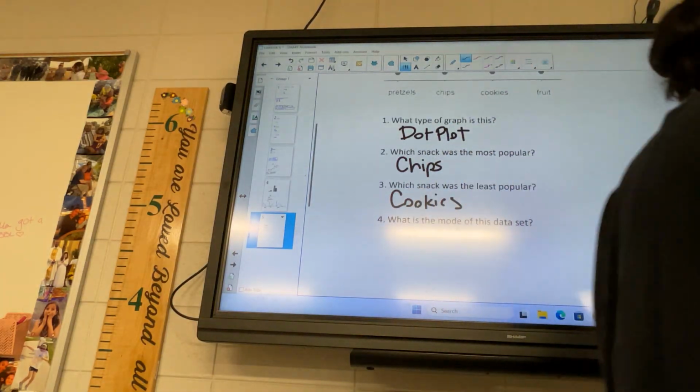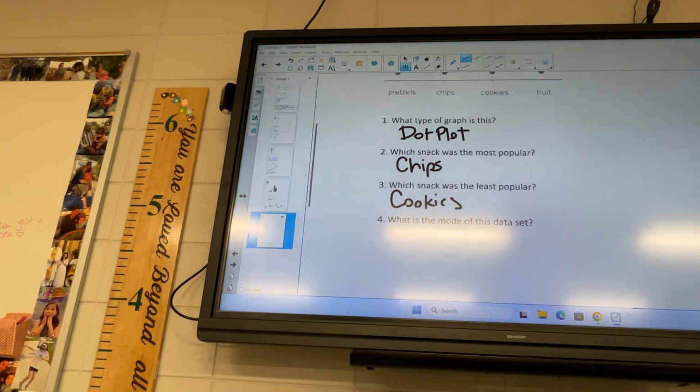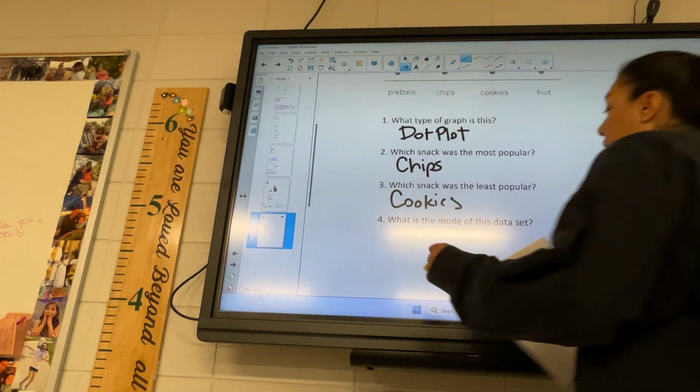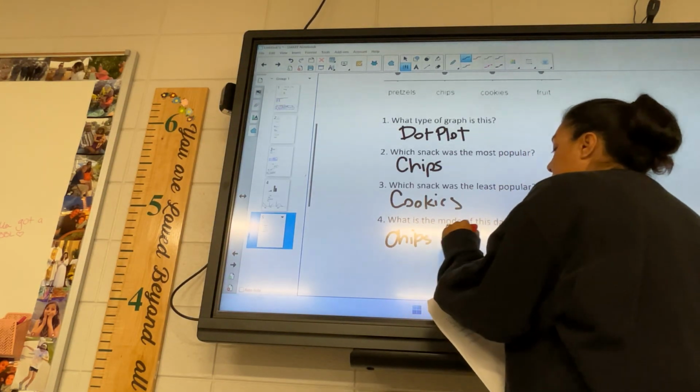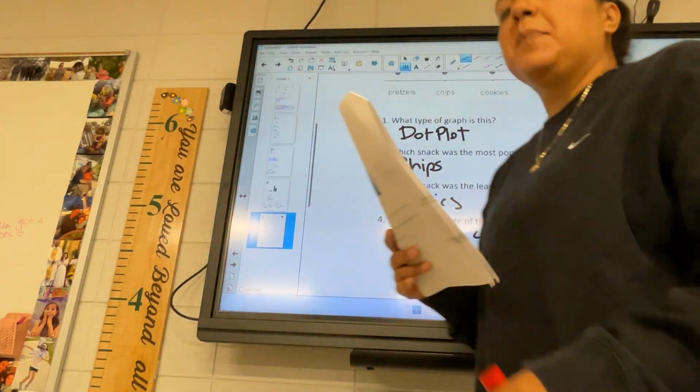Okay, what is the mode of this data set? What occurred the most? Chips. Chips occurred the most, right? 4 people or whatever likes chips. Okay, so we could say chips, or you could say 4.